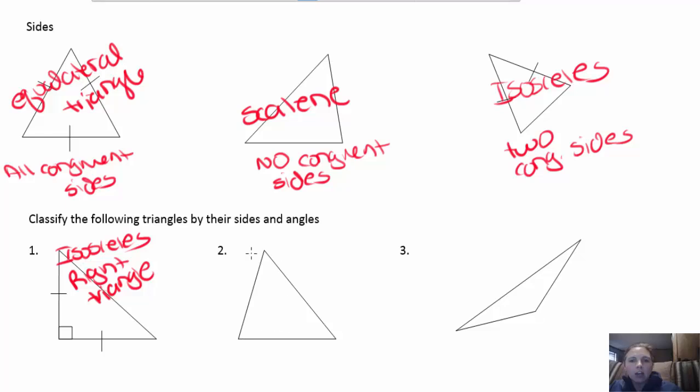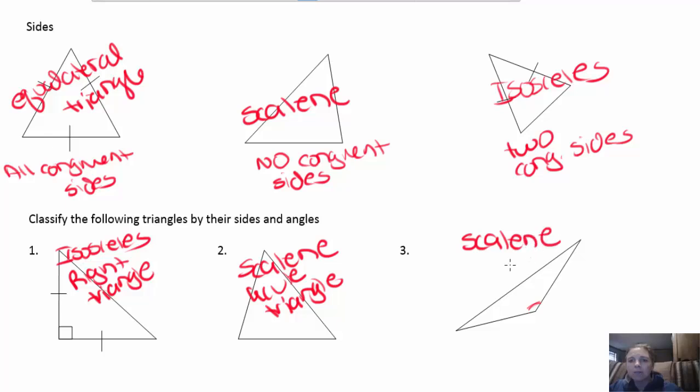This one, they're all acute, and there are no sides that are the same. So I would say scalene acute triangle. And this one over here, there's one that's obtuse, and again, it doesn't mark that any are the same, so we would have to assume that they're not. So scalene obtuse triangle. It could have been isosceles obtuse as well, if those 2 were the same.